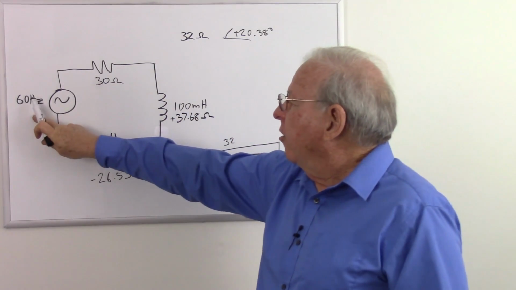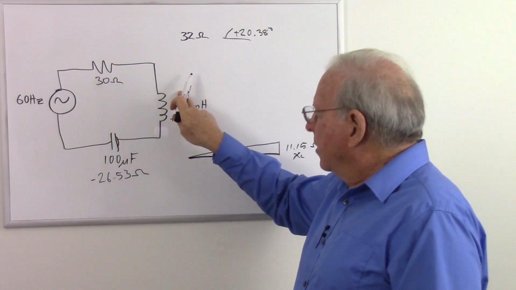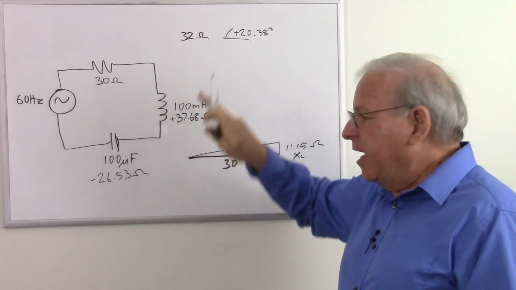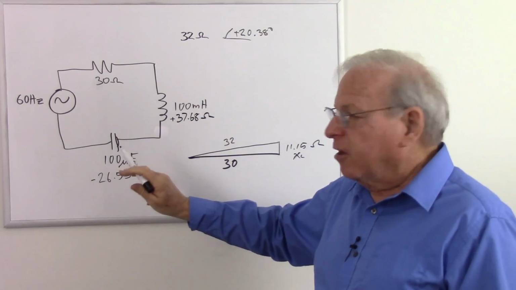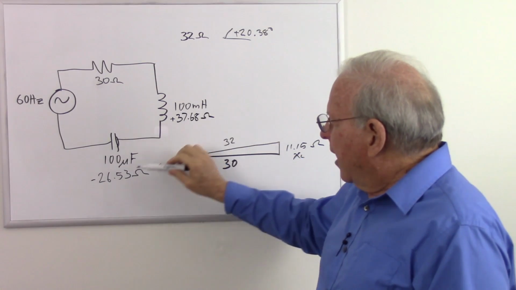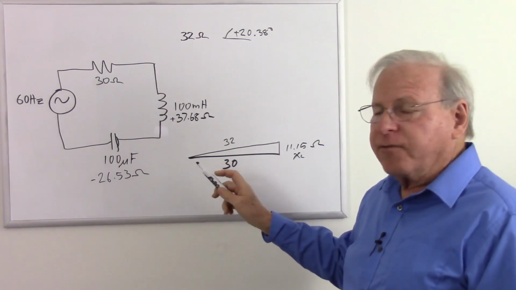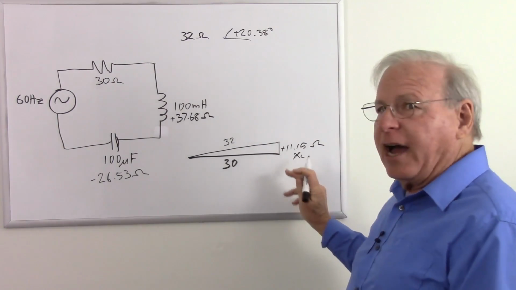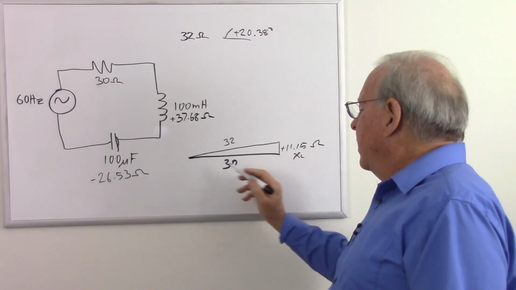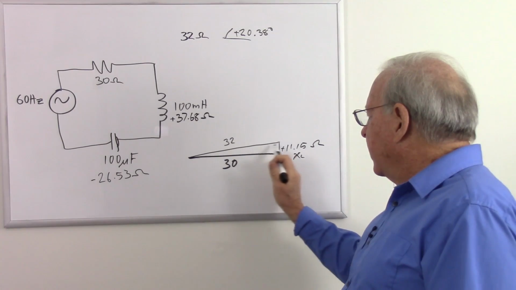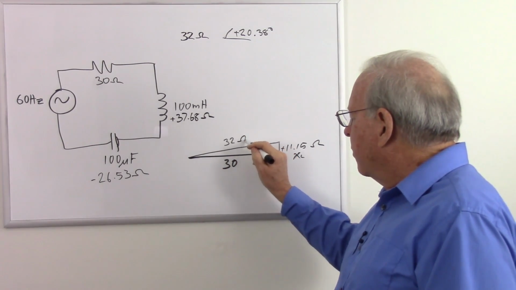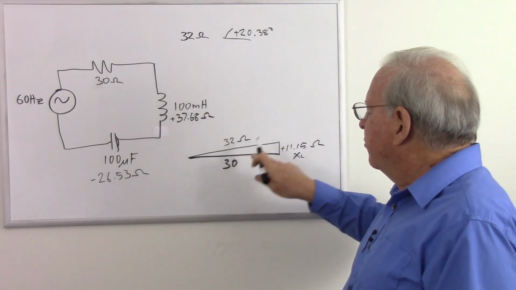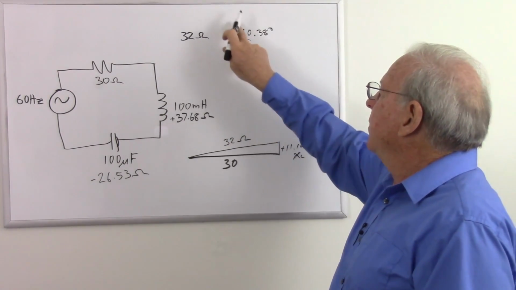So at 60 hertz with 30 ohms, 100 millihenries, and 100 microfarads, we have 37.68 ohms of inductive reactance, 26.53 ohms of capacitive reactance. Subtract our capacitive reactance from our inductive reactance to find our total reactance, which turned out to be a positive 11.15, meaning that it is inductive. Pythagorean theorem to find the length of the hypotenuse gives us our impedance, 32 ohms. Then divide our reactance by our resistance, take the arc tangent of that to get the phase angle.